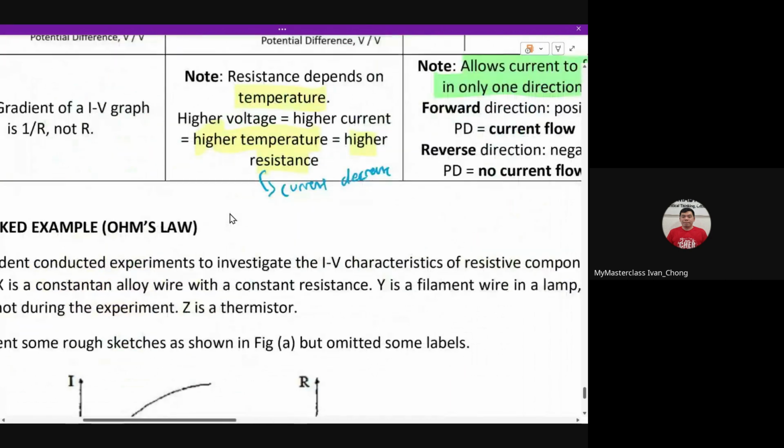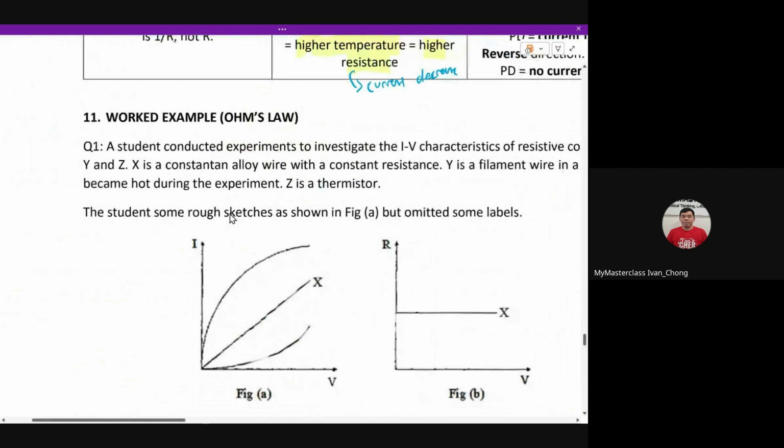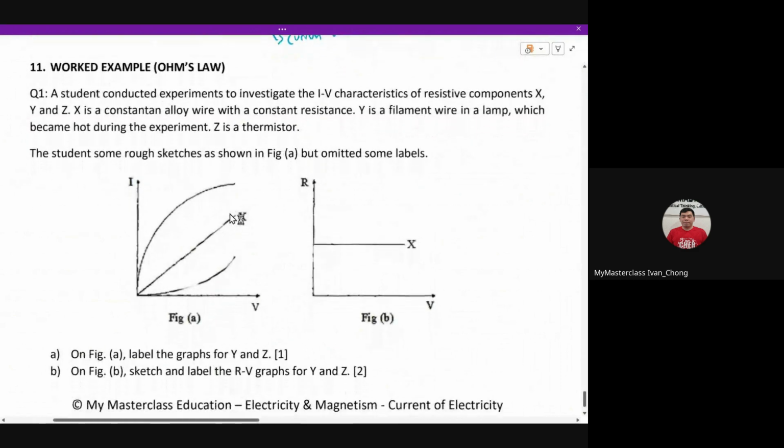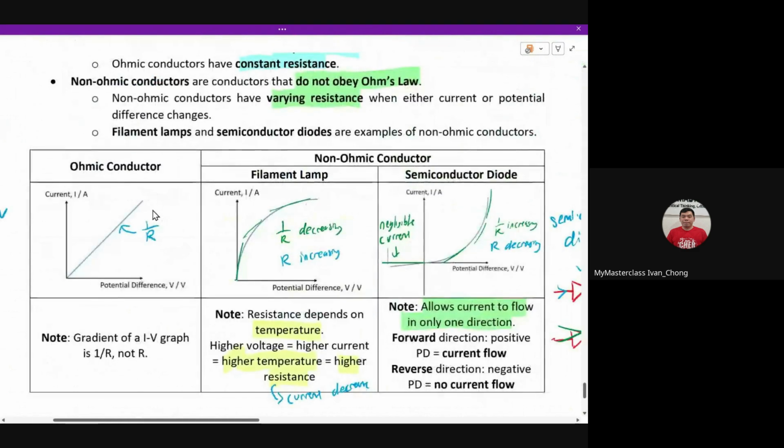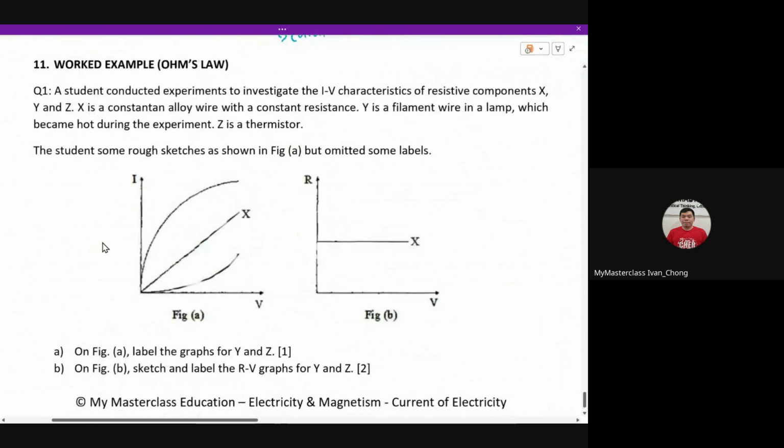So if you take a look at your worked example over here, the question tells you this always. Because of this graph, do take note, this is a current-voltage graph, IV graph, not VI graph. Every time you look at the graph, be careful, because some schools will flip it around. Sometimes they give you a VI graph. So always double check. And you have X, Y, Z. X has constant resistance. That's why you see it obeys Ohm's law.